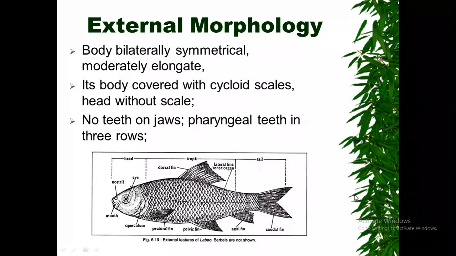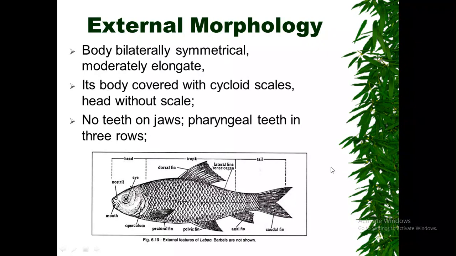Body bilaterally symmetrical. That means you can separate this fish into only two halves. I mean, if you section this fish according to the central axis, then you can get two halves. This is called bilateral symmetry. Or when you can get more than two, then it is called radial symmetry. So this animal is bilaterally symmetrical.